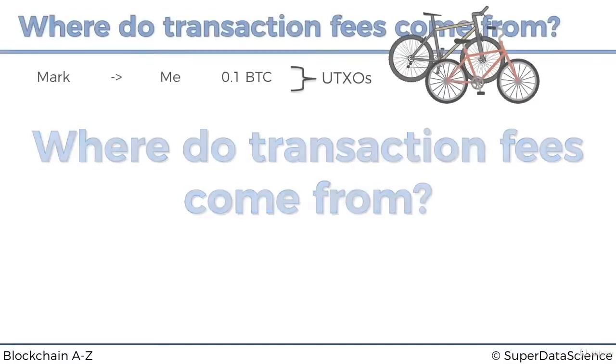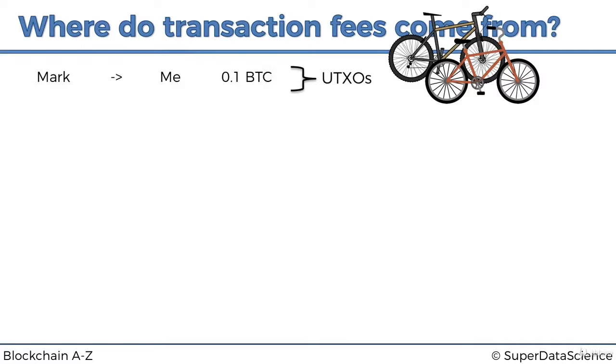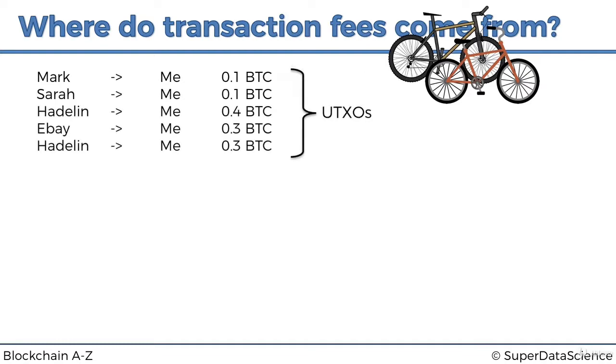So let's get started. All right, so far I've bought two bicycles with my Bitcoins, and as we remember, I have that one unspent transaction output left from a transaction that Mark sent to me of 1 BTC. It's been hanging in there for quite a while now. Let's say in the meantime, a couple more people have sent me transactions, the blocks have been mined, and these transactions are in the system. So Sarah sent me 0.1 BTC, Adlan sent me 0.4 BTC, eBay sent me 0.3 BTC, maybe I sold something there, and Adlan sent me again 0.3 BTC. Those are our current UTXOs.